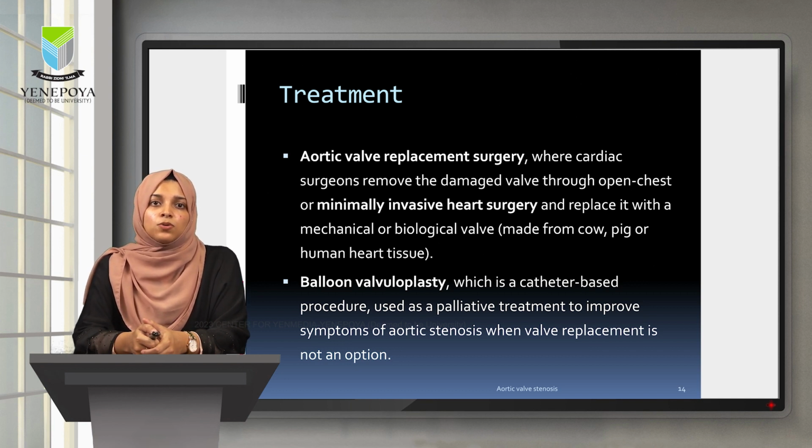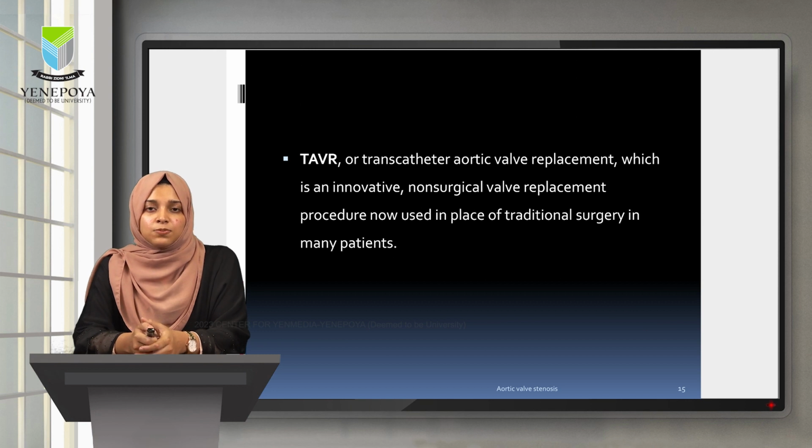Second procedure is balloon valvuloplasty, which is a catheter based procedure used as a palliative treatment to improve the symptoms of aortic stenosis when valve replacement is not an option. A catheter is inserted into the aortic valve and inflated to make more space for the blood to flow. The next procedure is TAVR or transcatheter aortic valve replacement, which is an innovative non-surgical valve replacement procedure now used in place of traditional surgery in many patients.